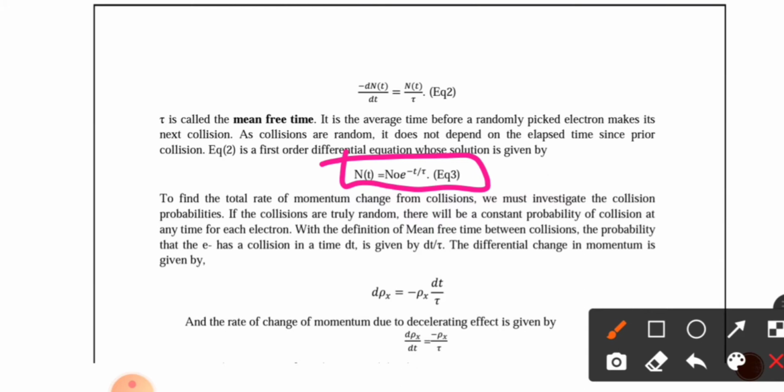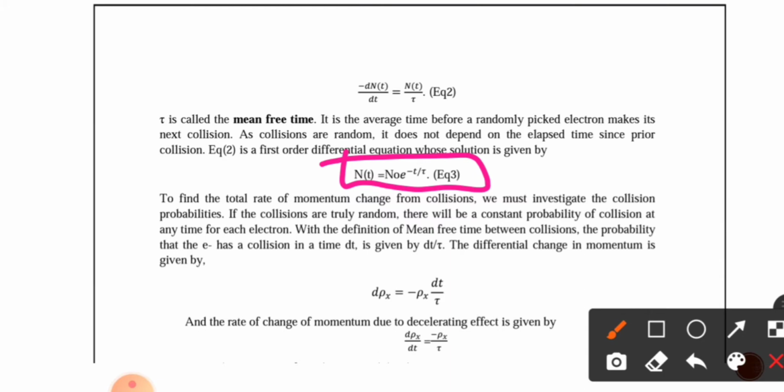So to find the total rate of momentum change from collision: we have seen momentum due to acceleration, now we are going to see momentum due to deceleration, that is, due to the collision process. We must investigate the collision probability. If the collisions are truly random, there is a constant probability of collision at any time for each electron.